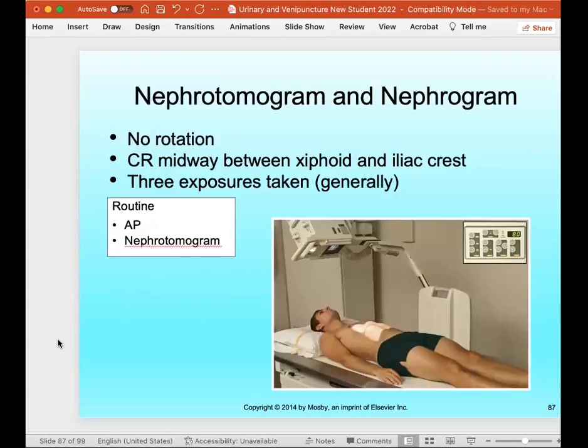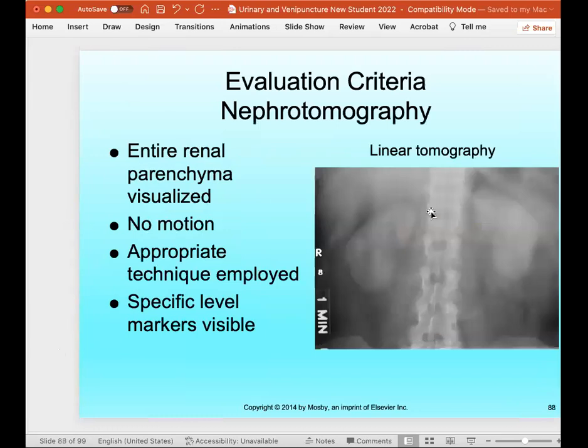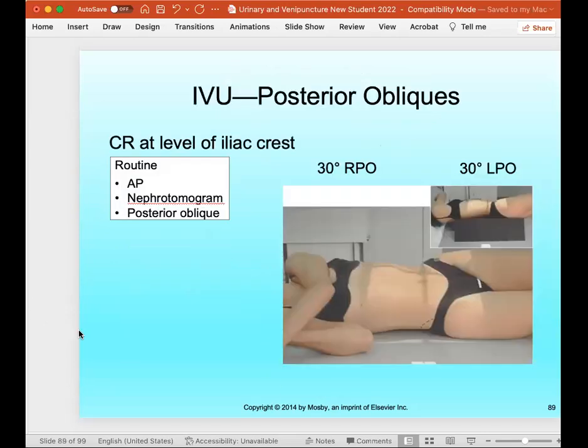For the nephrogram, okay, you're going to center midway between the xiphoid process and the iliac crest. Why? Because that is where the kidneys are located generally, right? Somewhere between the xiphoid process and the iliac crest. So the entire renal parenchyma should be visualized, okay? And that's what we are looking at. And notice that it's labeled 1 minute. Then we do some obliques, RPOs, LPOs at 30 degrees.